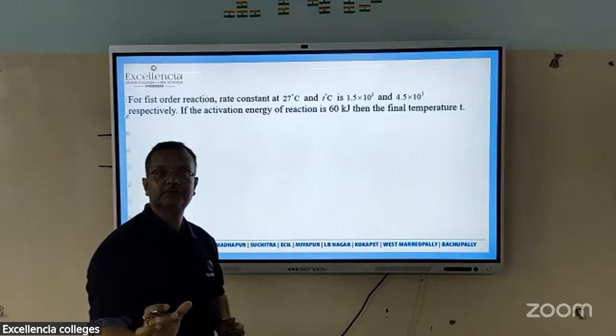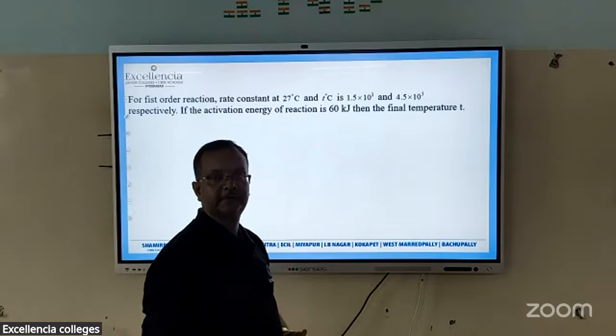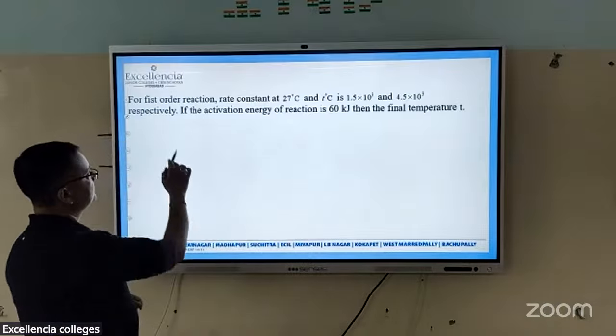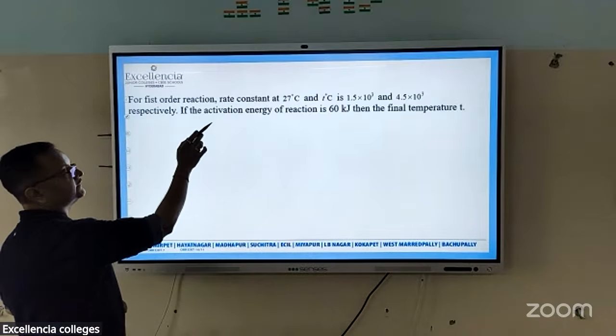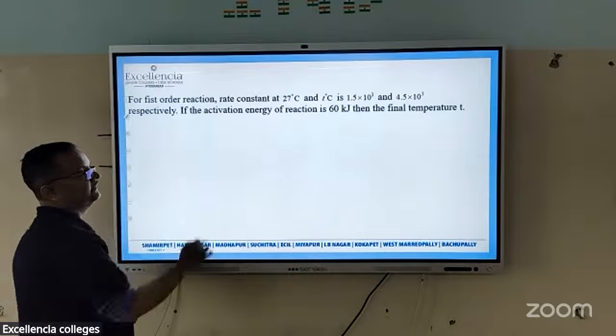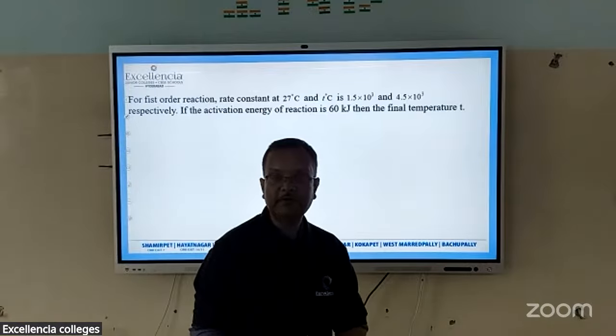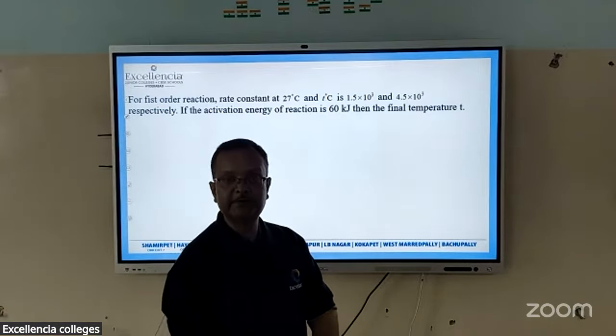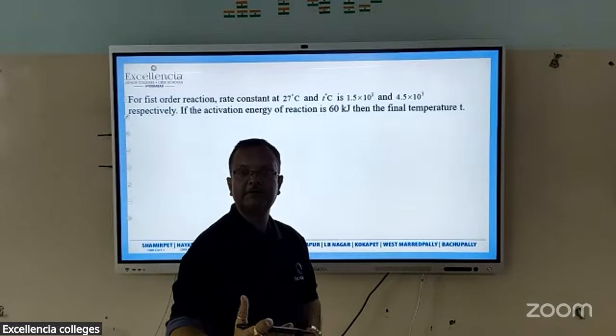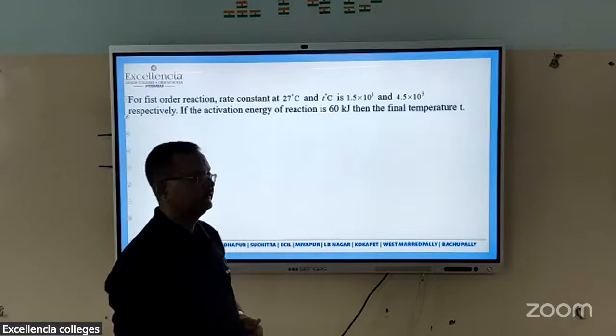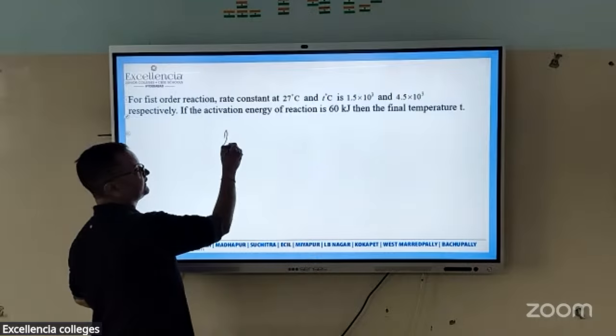And it also involves a little bit of calculation. You tell me that it is a first order reaction. The rate constant is given at 27 degrees and at T degrees. You know very well that the rate constant depends upon temperature, and that variation is given by the Arrhenius equation. So we'll apply this form of the Arrhenius equation.